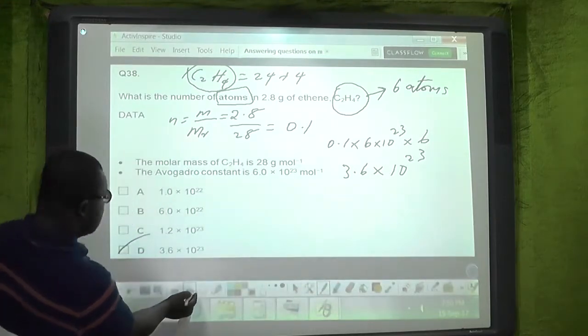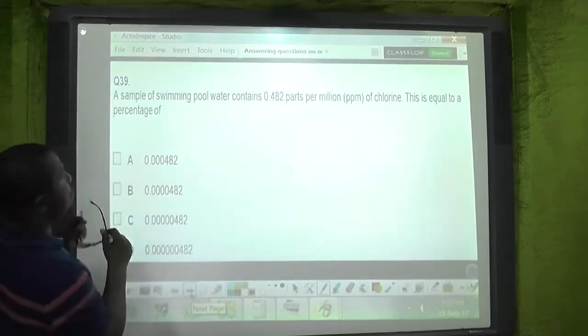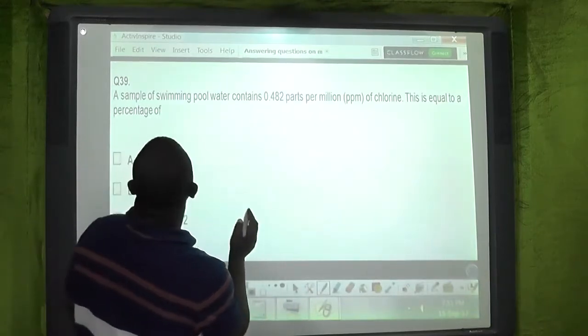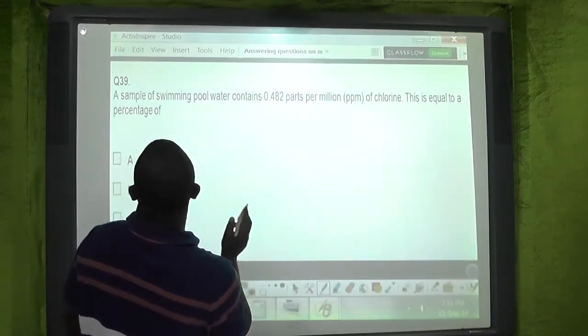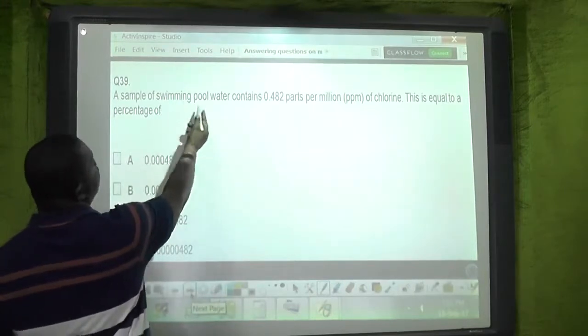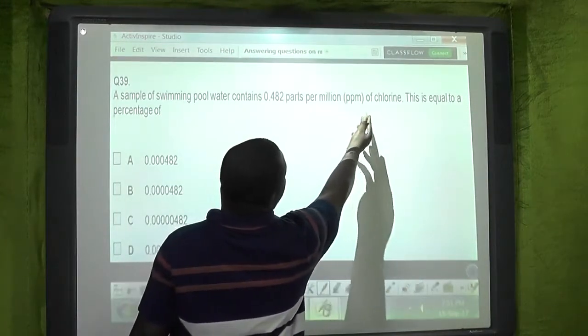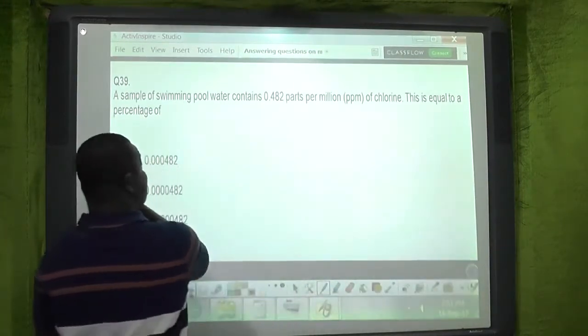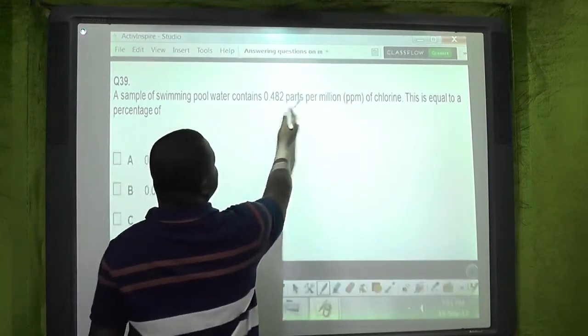39. A sample of swimming pool water contains this many parts per million of chlorine. This is equal to what percentage? The part per million is this.